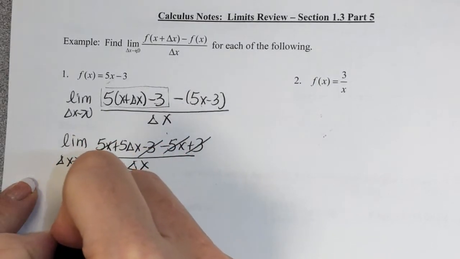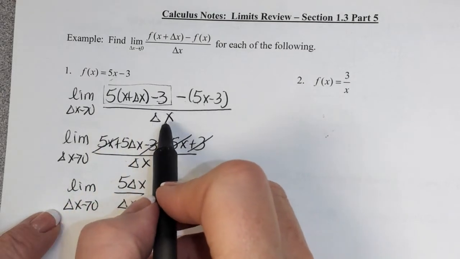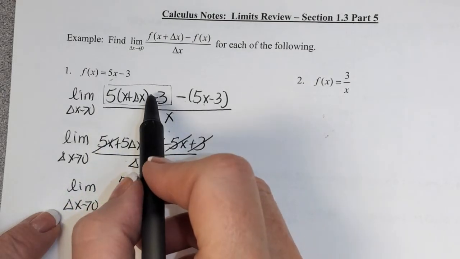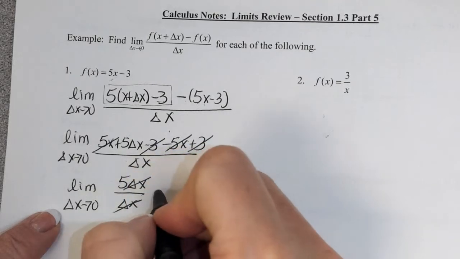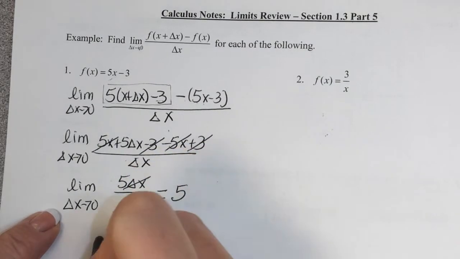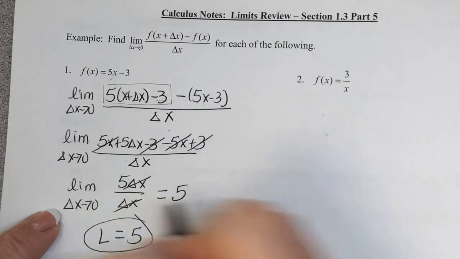My whole goal is to be able to plug in 0 for delta x. But I couldn't do it back here. I would get 0 in the denominator and 0 in the numerator. But now I can once I cancel these two out. And so my answer would be 5. So the limit equals 5 is how I could write that.